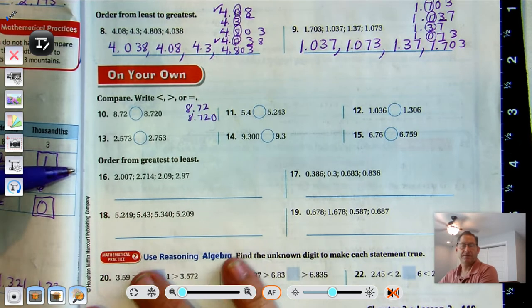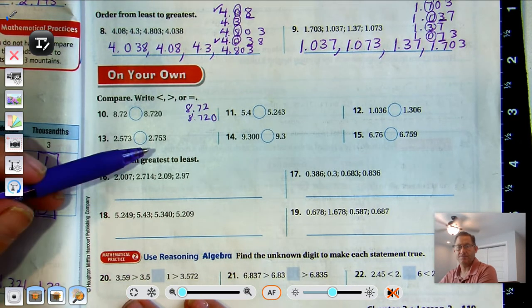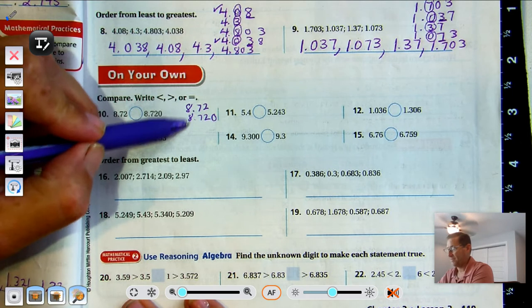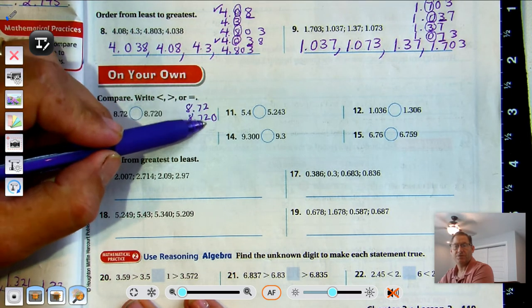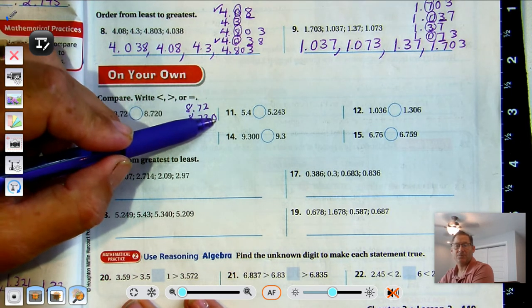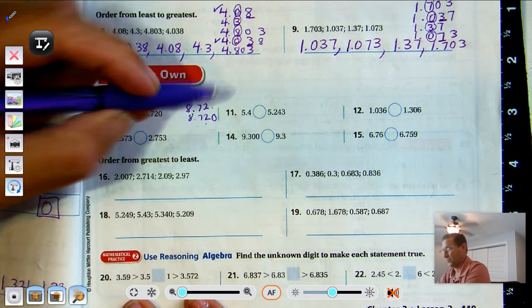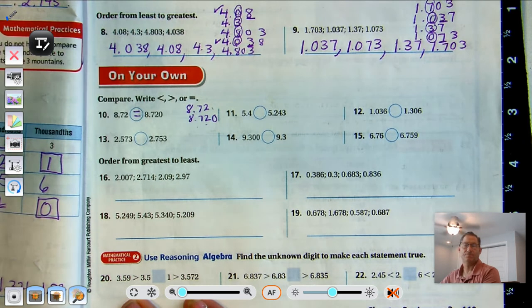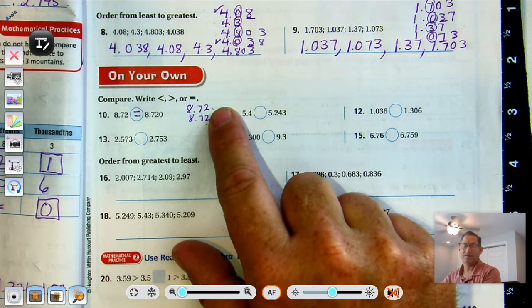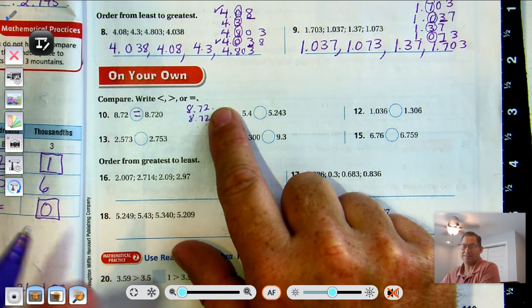All right, if we were comparing these by stacking them, the eighths are the same, the 7 tenths are the same, the 200ths are the same, and then this has 0 thousandths, but so does this. So these two are equal. If there's nothing after a digit in the decimals, it's 0.